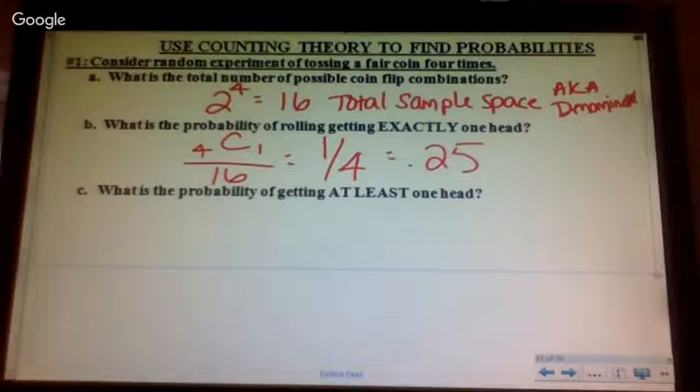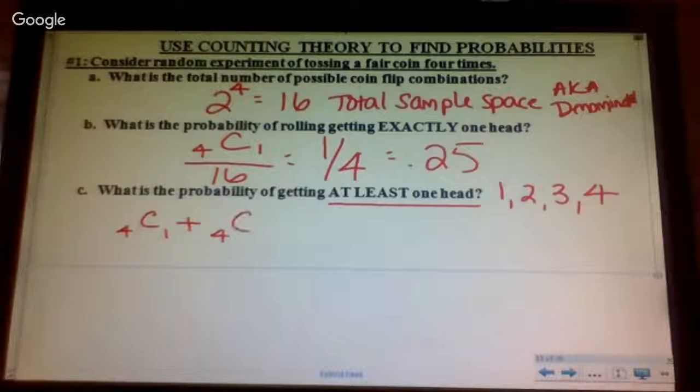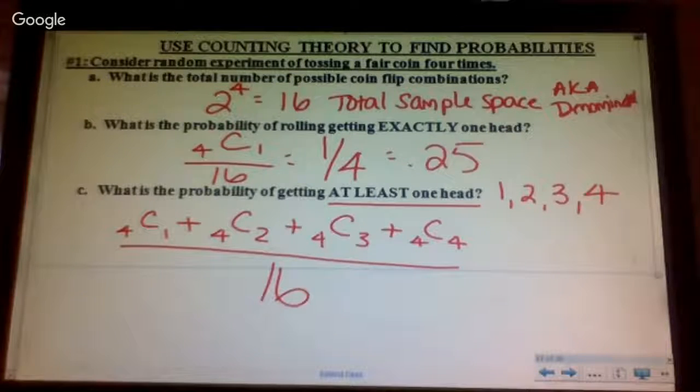C. What's the probability of getting at least 1 head? What does that mean? At least 1 head. So 1, 2, 3, and 4. Why do I stop at 4? Because I'm only doing it 4 times. So, remember, I need to have 1 head, so 4C1. Or, I need to have 2, 4C2. Or, I need to have 3. Or, I need to have 4. Again, all over 16, because that's your total.